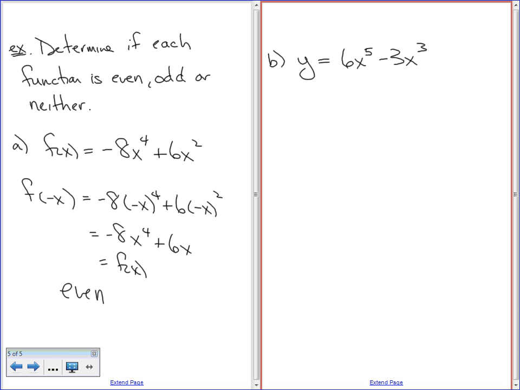In doing these, especially if you're doing most of them, you'll be able to identify whether it's even or odd right off the bat, by looking at the exponents. But again, I want to see the algebraic proof. y and f of x are interchangeable, so if it's y, you can still write negative x, substitute it in, the negative.